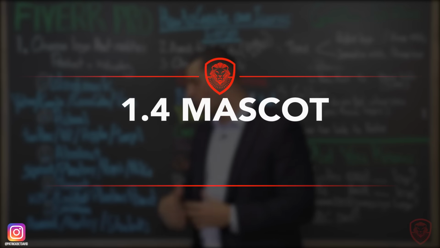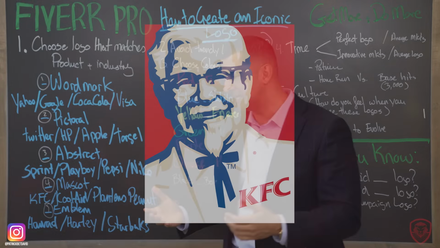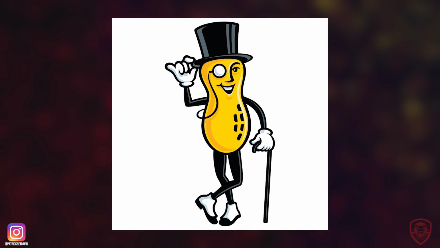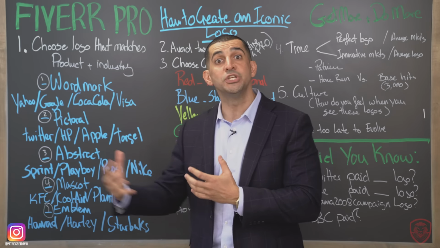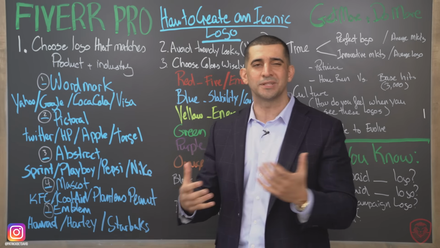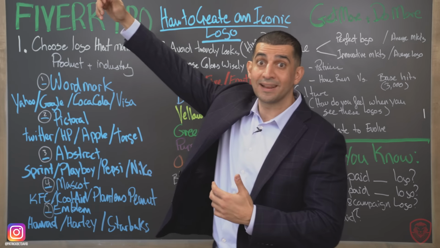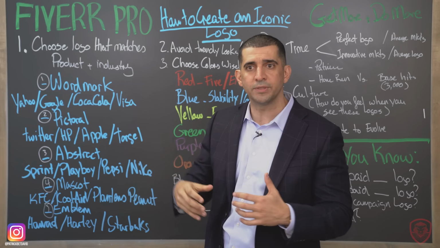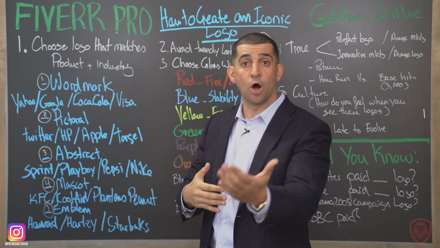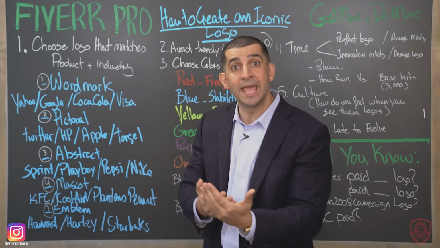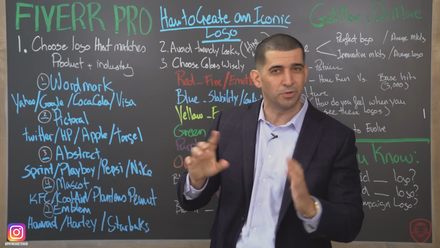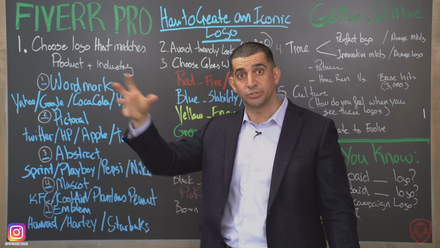Number 4, mascot. Mascot is like KFC, Kool-Aid, Planters Peanut. A mascot works if your audience is younger, if it's younger kids or if it's a younger audience. Mascots are attractive with that. One of the good things about mascots, everybody likes taking selfies with mascots. So nowadays, a mascot could be all over Instagram, all over social media, and you can have a name for the mascot and people see the mascot and there's a hashtag for the mascot, so there's a community. It works, but you got to make sure it matches the audience that you want.